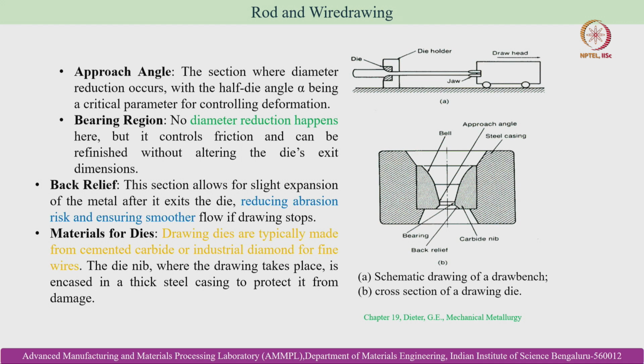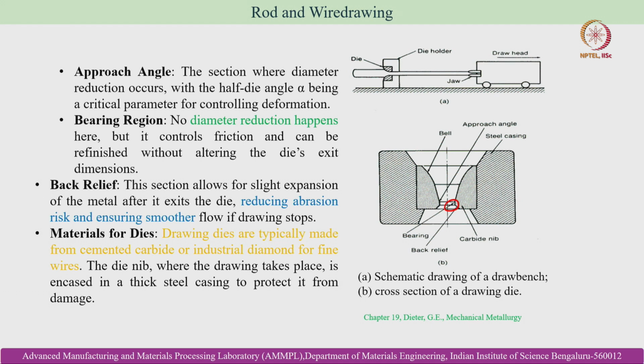And then there comes the bearing region, which is marked over here. No diameter reduction happens here, but it controls friction and can be refinished without altering the die's exit dimensions. Then finally another important section of the wire drawing die is the back relief, where an enlargement of diameter happens.